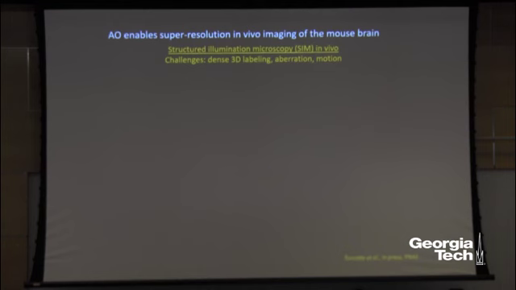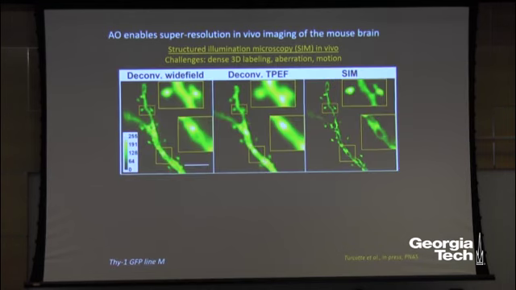But Ralph managed to solve all those problems, and just to show you the super-resolution performance of this structured illumination microscopy, we imaged the same structure using wide field, deconvolved image, and also 2-photon, which is the standard in vivo imaging method, and also structured illumination. And you can clearly see that this method has super resolution, as it can resolve structures that cannot be observed with the other methods.